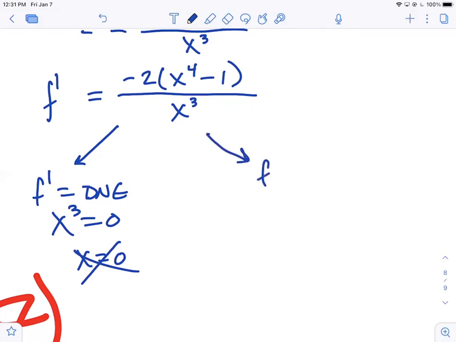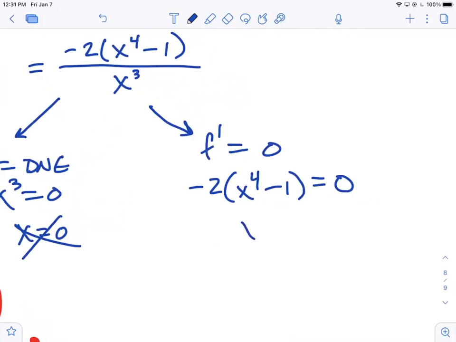So now we'll just say f prime equals 0 when the numerator equals 0. And now we'll divide by 2, and you could say x to the 4th equals 1. And now when I take the 4th root of both sides, do I need to consider plus or minus? Yes, anytime you're taking an even root. So it will be plus or minus 1.